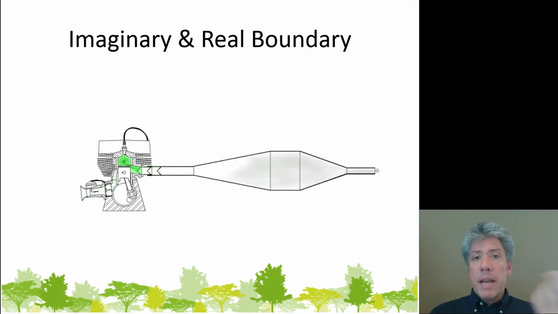There can be imaginary boundaries and real boundaries. If you know what this is, you might recognize what's going on here. This is a two-cycle engine, which is interesting because most engines, especially the vast majority of those in cars, involve four cycles. What that means is there are four strokes of the piston up and down.